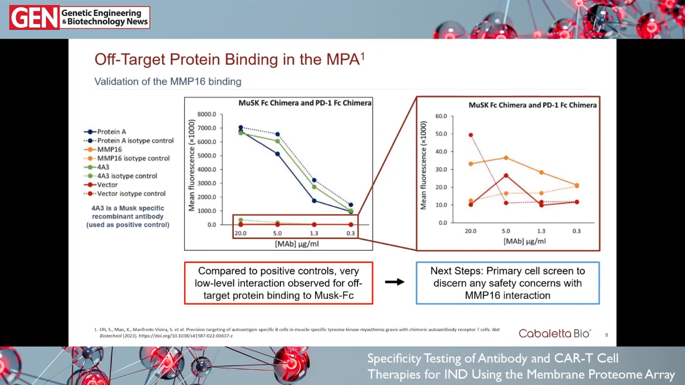So we did an initial primary cell screen where we found that MMP16 was not a validated hit, dispelling all the safety concerns. But again, you can clearly see that MPA provides such high quality data in terms of the report and the dissolution of these targets as off-target binding.